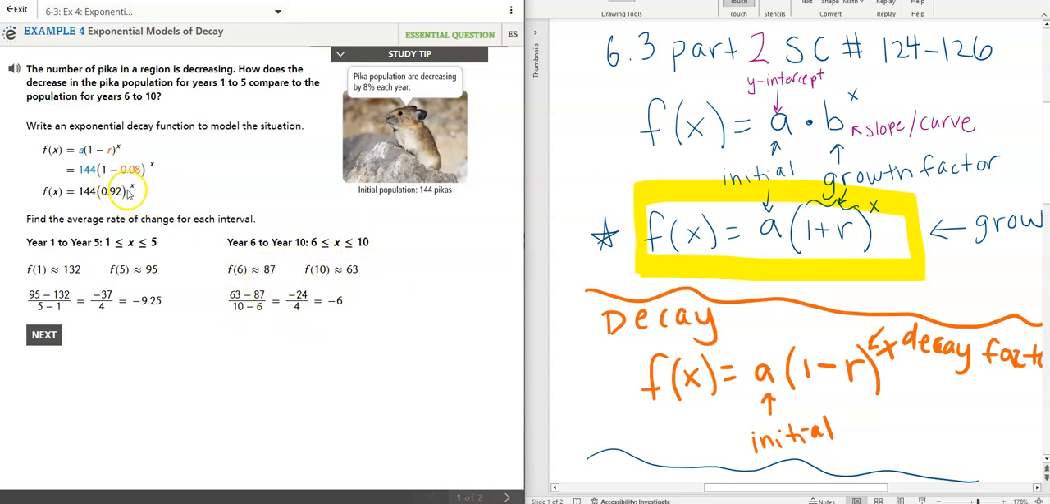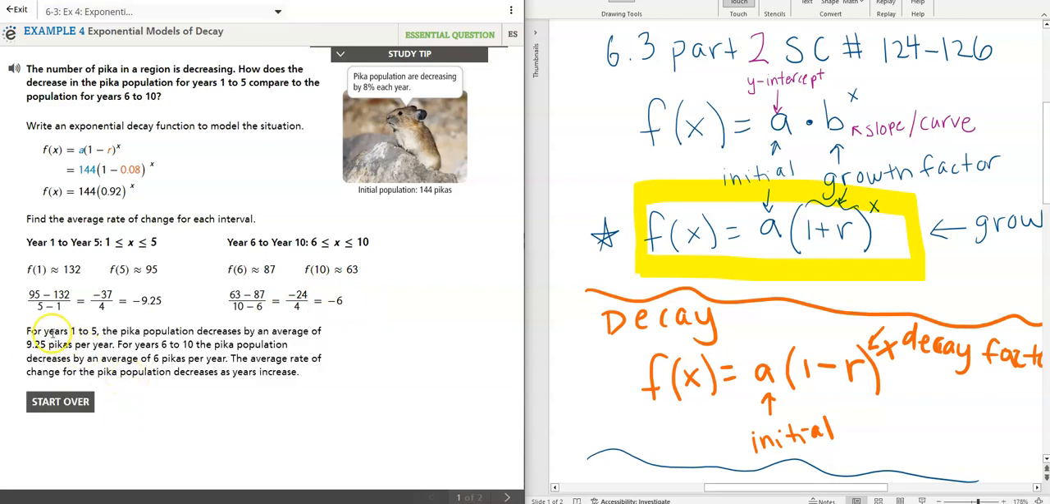Plugging this into the equation and solving for 6 as well as for 10, they did the same thing here. So here's my decrease between the years 1 through 5, and here's my decrease between the years 6 and 10. What this means is that the pika population decreases by an average of 9.25 pikas per year for years 1 to 5. For years 6 through 10, the pika population decreases by an average of 6 pikas per year. The average rate of change for the pika population decreases as the years increase.